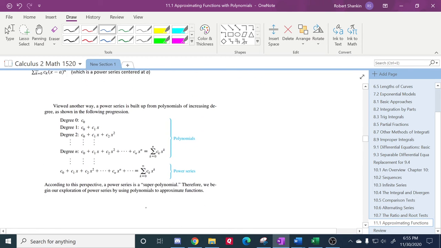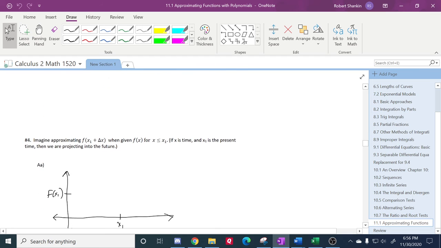Now, this is from the textbook. Viewed another way, a power series is built up from polynomials of increasing degree as shown in the progression. Degree 0 all the way through degree n, until you get the infinite case. According to this perspective, a power series is a super polynomial. Therefore, we begin our explanation of power series using polynomials to approximate functions.